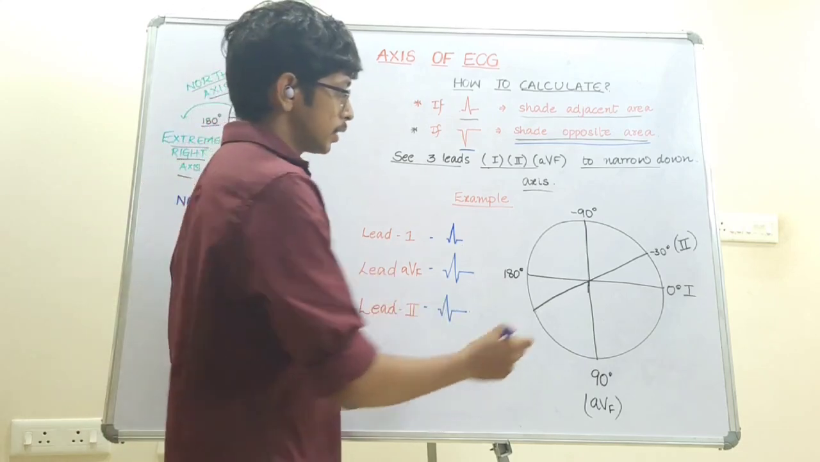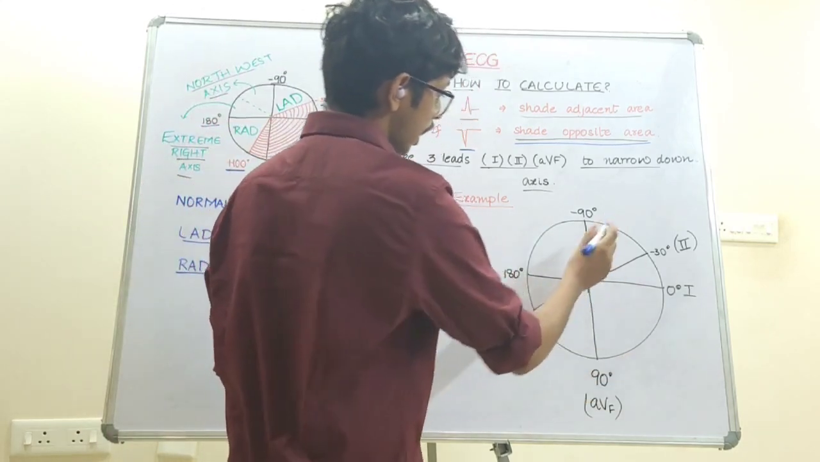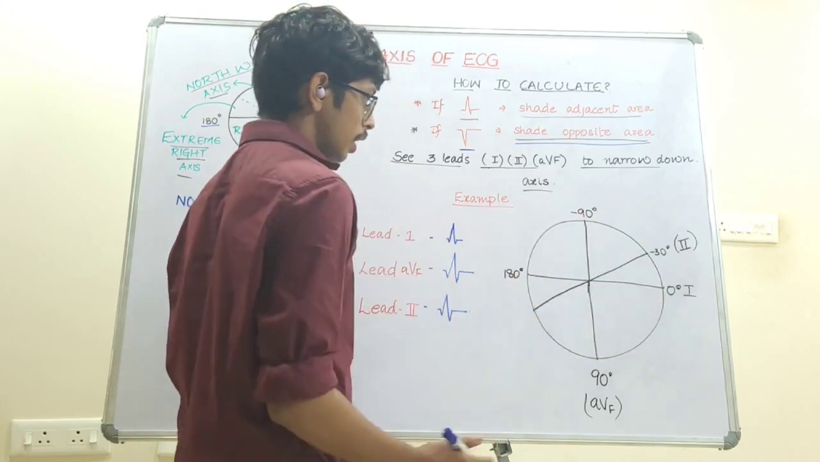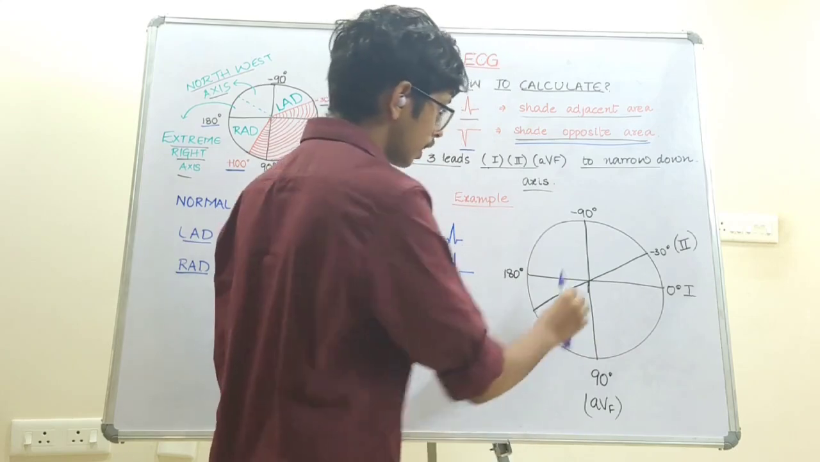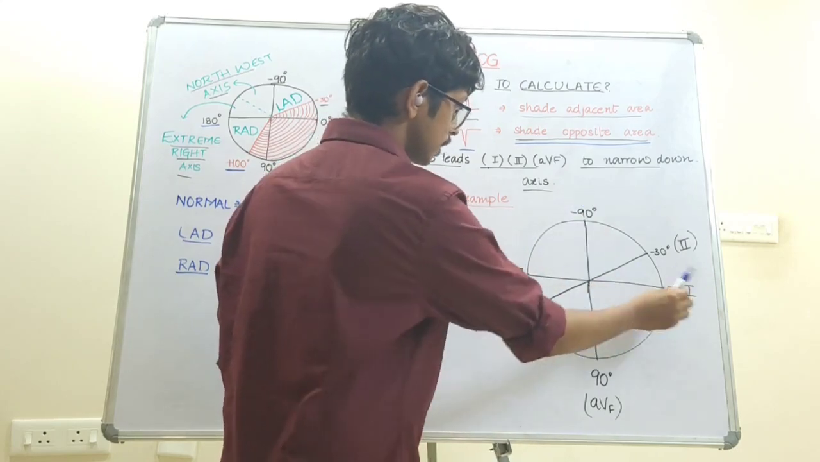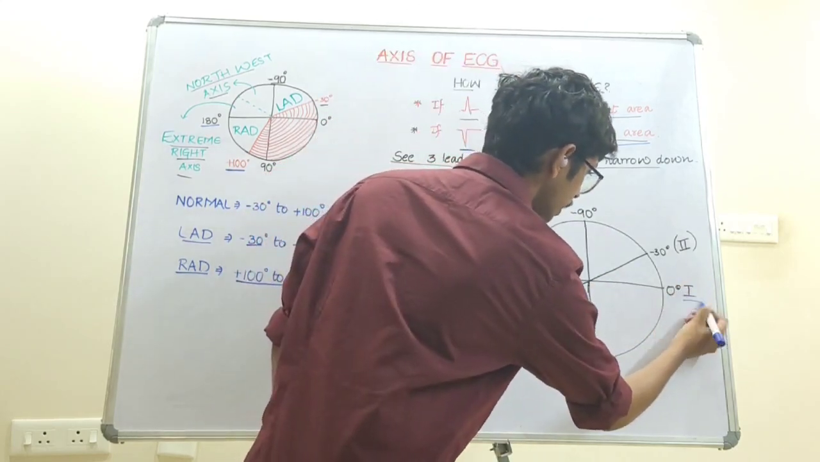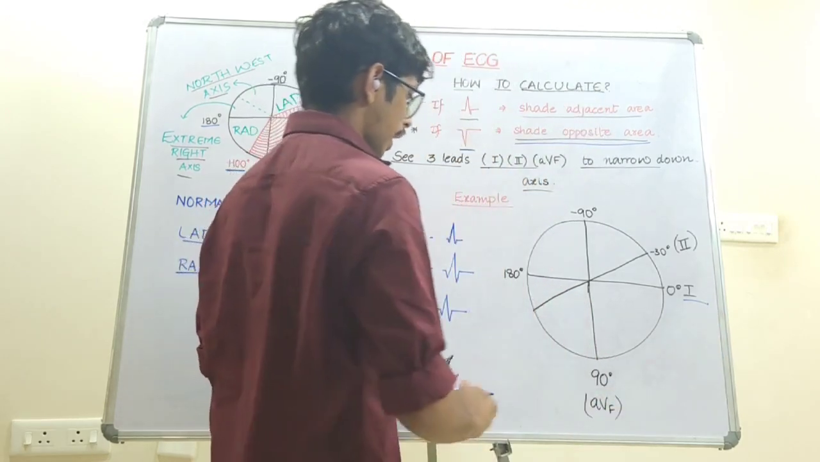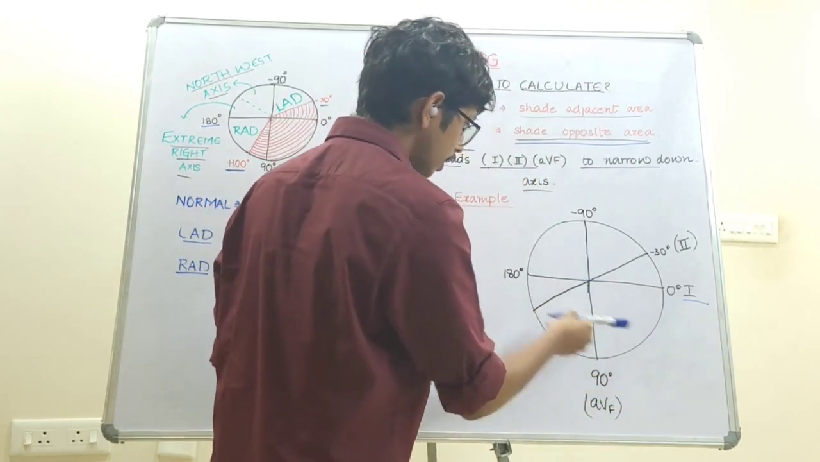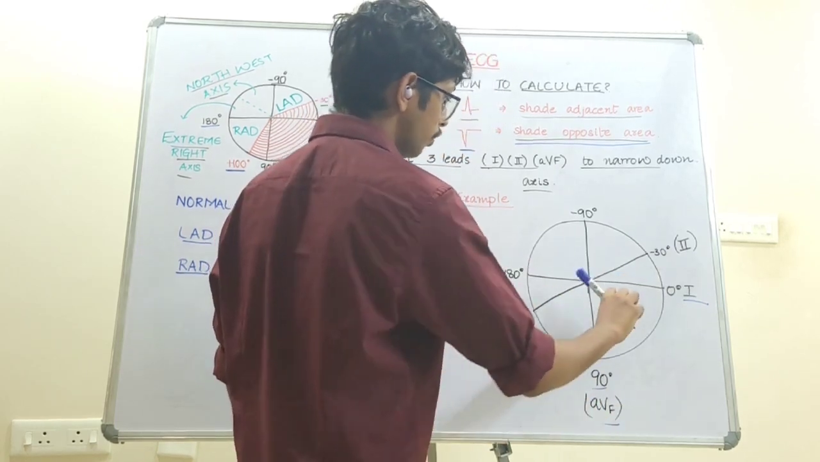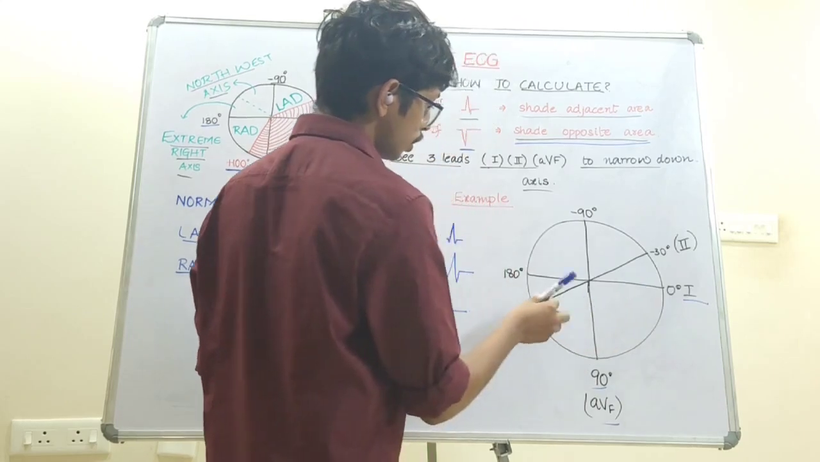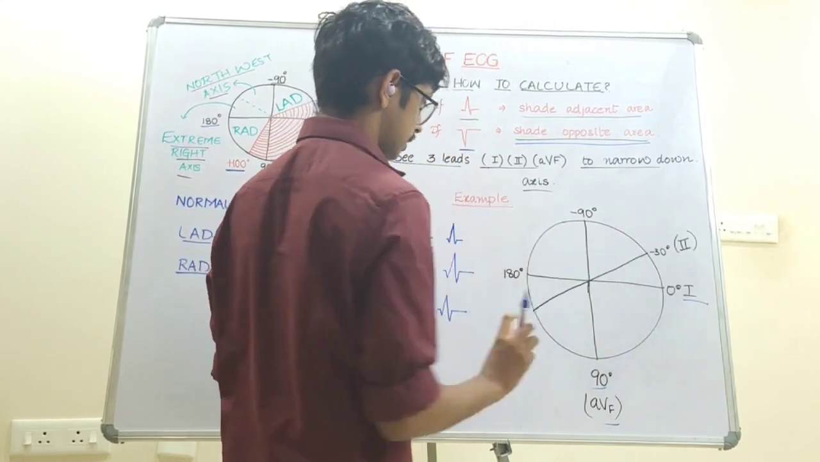Before calculating the axis, first you have to draw a circle like this and you have to label all these things. Axis of lead 1 is this thing, right? So you have to draw a perpendicular line like this which shades the waves of lead 1. Axis of lead AVF is this thing, right? So you have to draw a perpendicular line to lead AVF. And finally axis of lead 2 is this thing, right? So you have to draw a perpendicular line like this.